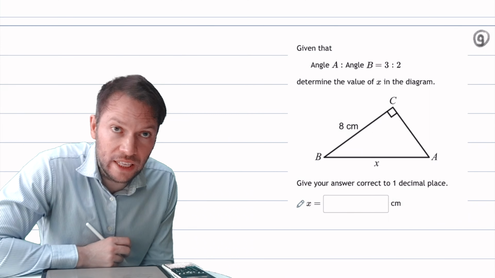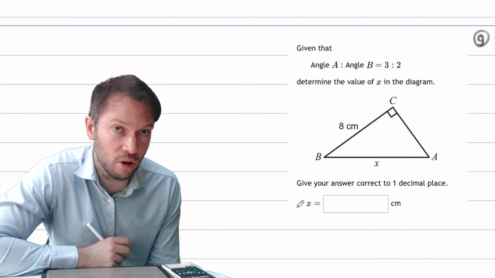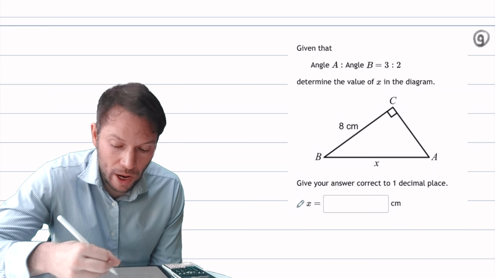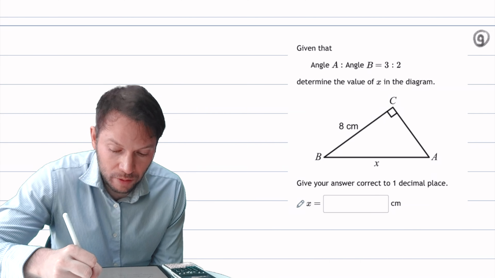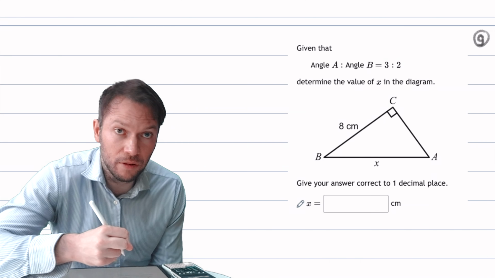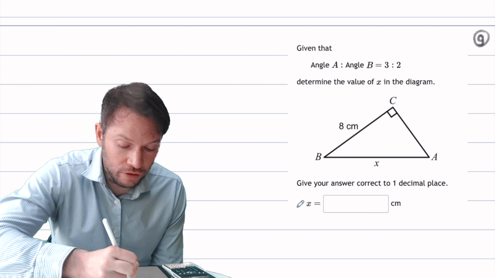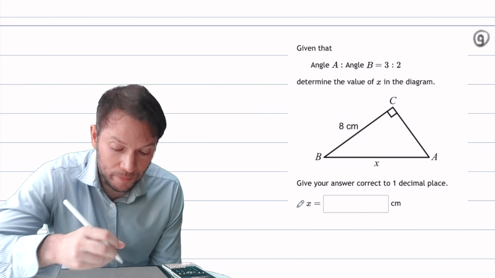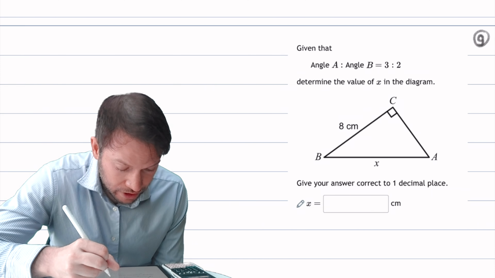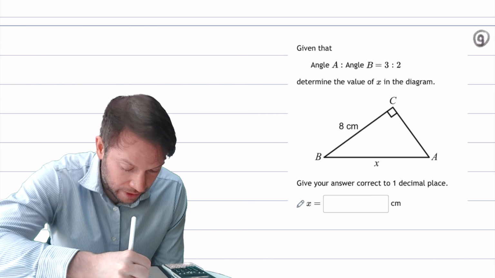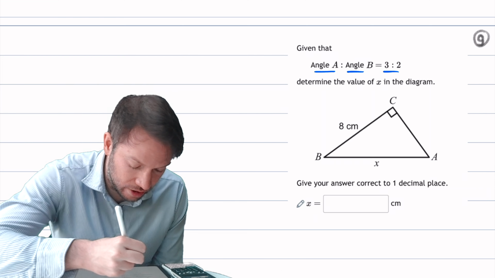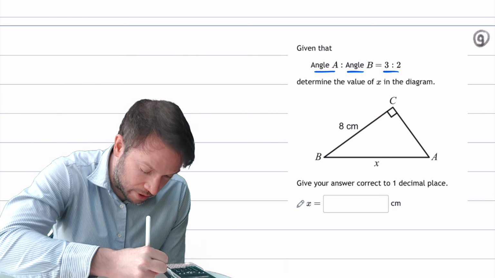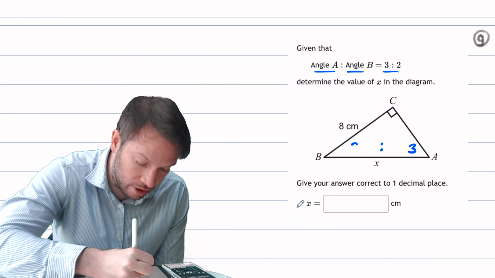Hi, in this video, we're going to solve a problem using trigonometry in the right angle triangle where we're given a ratio between angles in the triangle. Now, we should first use this ratio here to work out what these angles in the triangle are. Because we're told, if we just draw on the diagram, the ratio between angle A and B is 3 to 2. So between A and B, it's 3 to 2, like that.